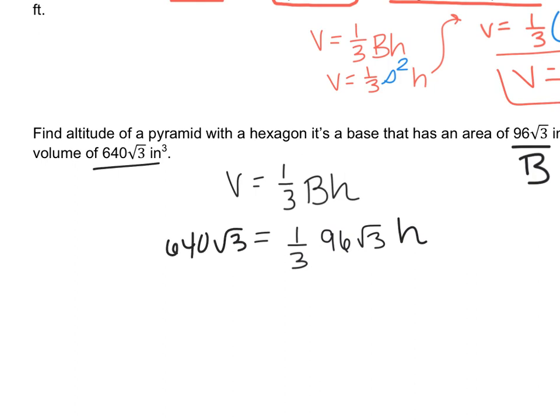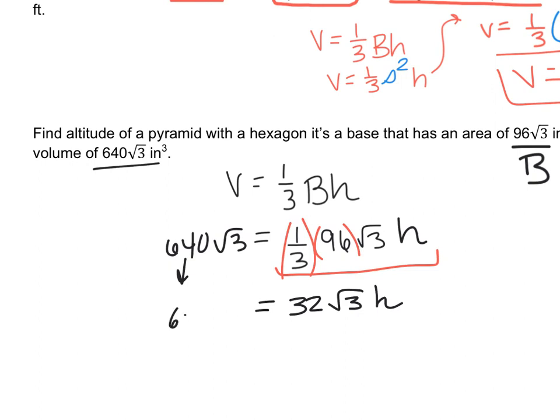So what we're doing with this question is we really want to solve for h. The first thing I want to do is simplify the right-hand side of my equation. So I want to go into my calculator and type in 1/3 times 96. When I do that, I get 32. So I have 32 radical 3 times h, and I just bring down my 640 radical 3.